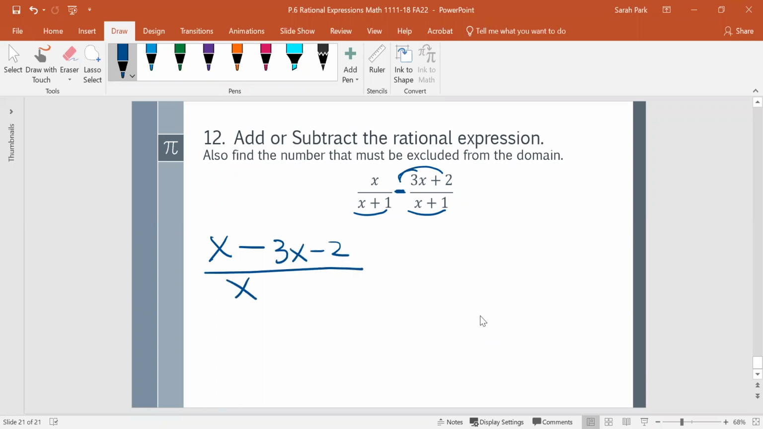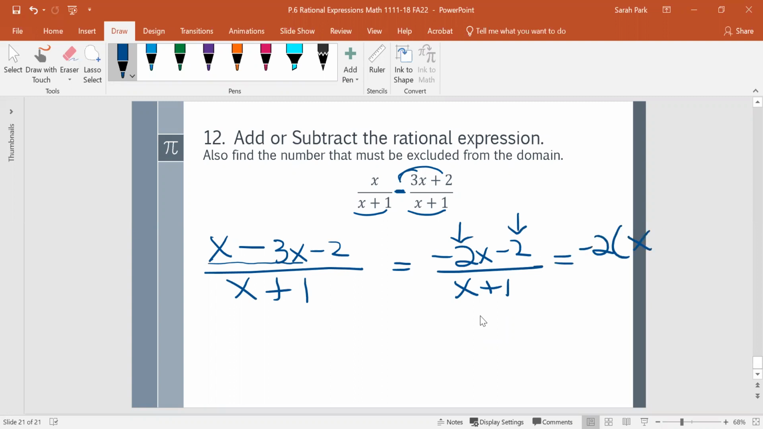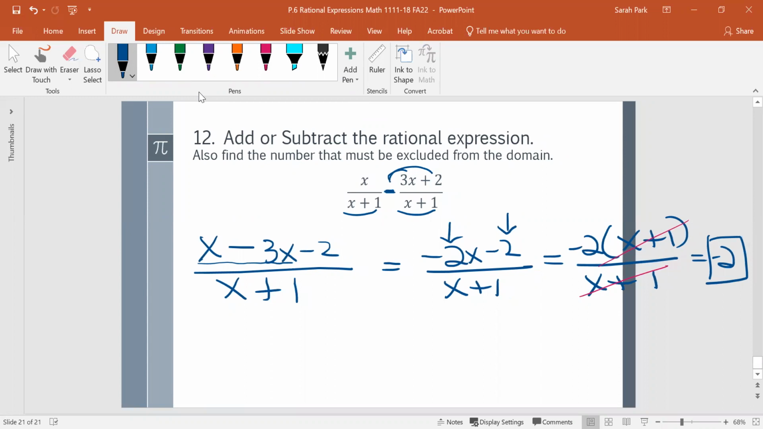And we have a common denominator of x plus 1. And so we got x minus 3x minus 2. We can combine these x's, 1x minus 3x, and there's negative 2x minus 2 over x plus 1. Looks like they both have a common factor of negative 2. Let's factor that out. We get negative 2 times x plus 1 over x plus 1. And it just happens that here the x plus 1s cancel out. So we get an answer of just negative 2. So that's a simplified answer.